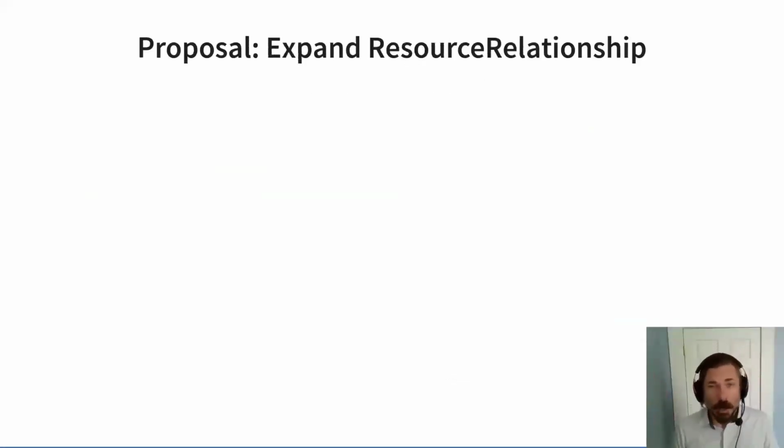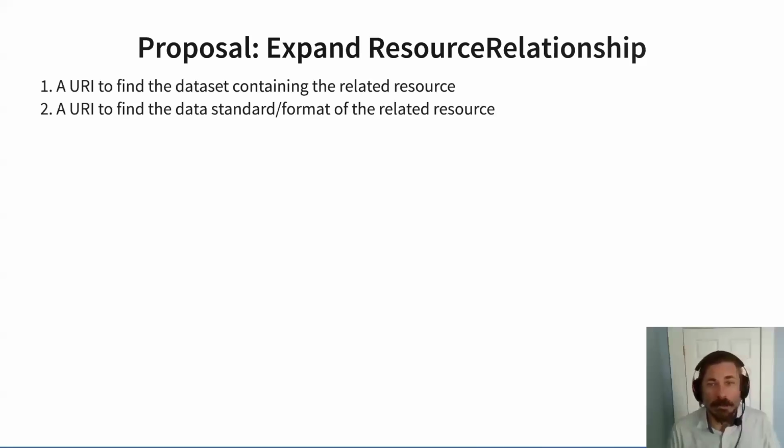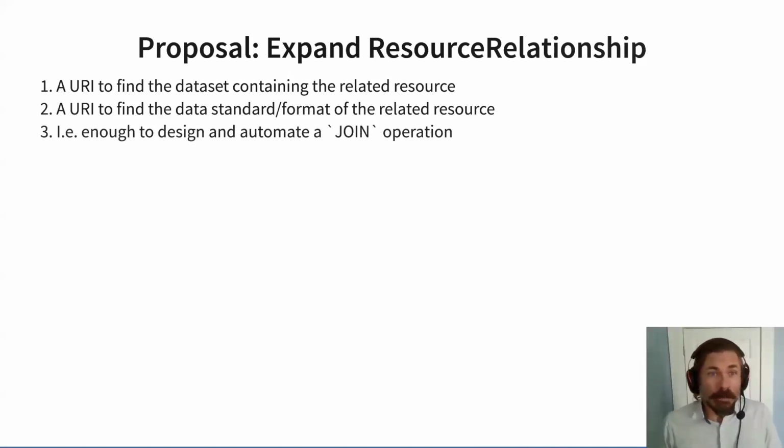So, the proposal is that it would be really nice if somehow we could expand, or figure out a way to shoehorn this stuff into the existing resource relationship: a URI to find the data set, where is this data set and the datum that is associated with a particular occurrence. And then also a URI to find information about the standard or the format that the related resource is in. Just enough to actually design and automate a join operation.